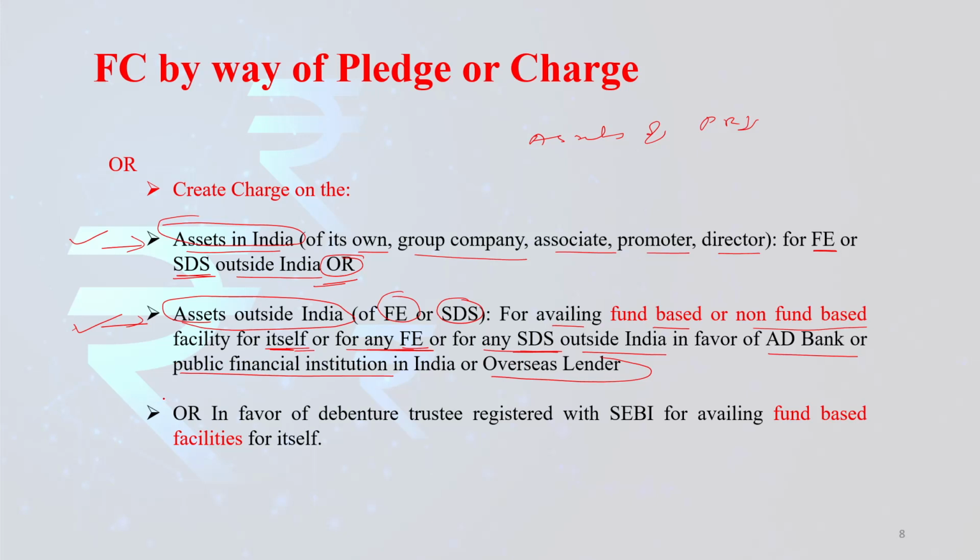The third condition is that a charge can be created in favor of a debenture trustee registered with SEBI for availing fund-based facilities for itself. It means the assets, whether outside India or in India, can be charged in favor of a debenture trustee registered with SEBI for availing the fund-based facility for itself, meaning the facility by the PRI. So these are the provisions for the financial commitment by way of pledge.